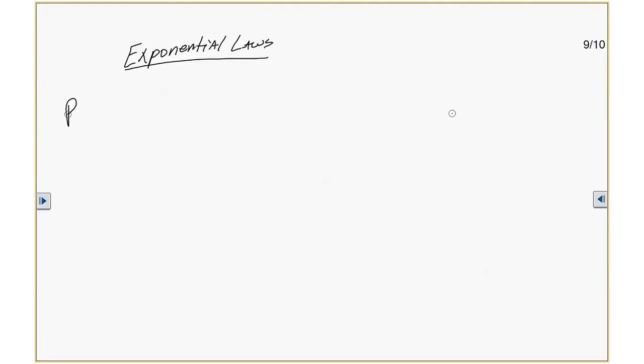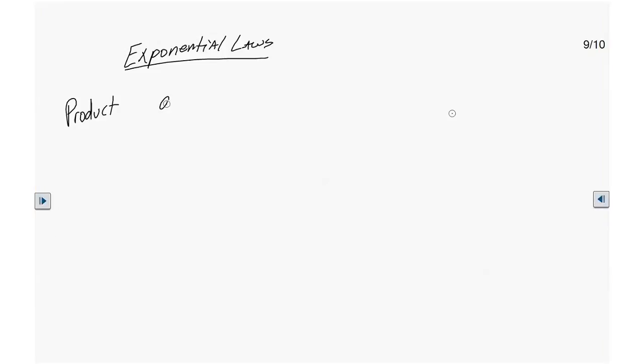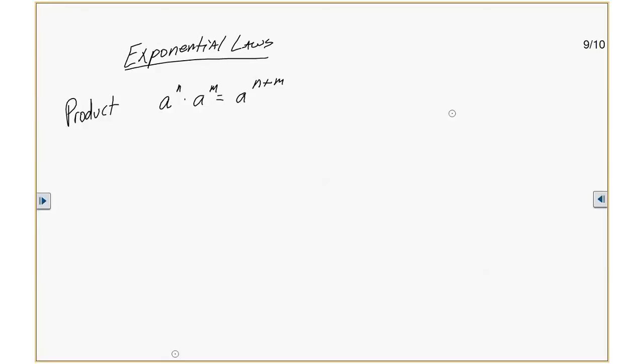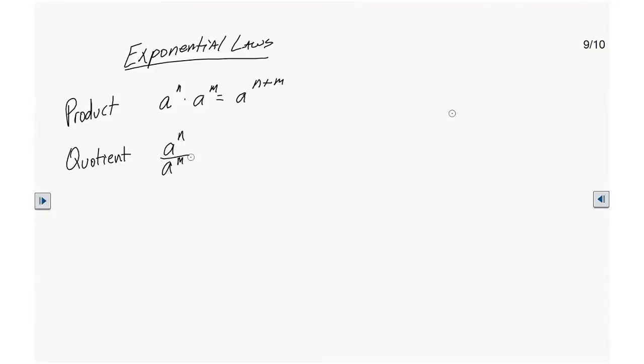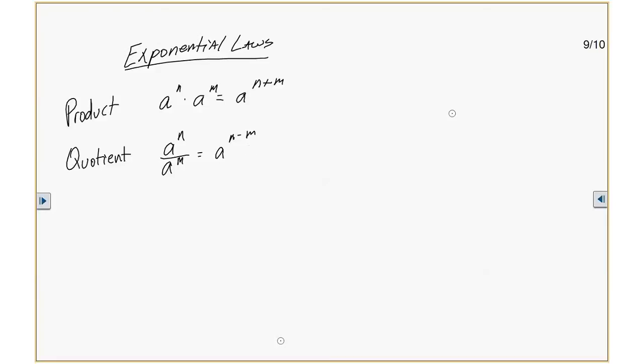The product rule. The product rule says a to the n times a to the m is equal to a to the n plus m, meaning that you add the exponents and you multiply. The quotient rule, a to the n over a to the m is equal to a to the n minus m, meaning that you subtract and you divide.